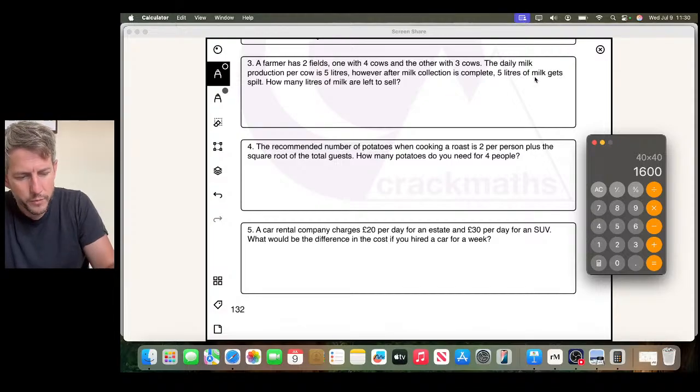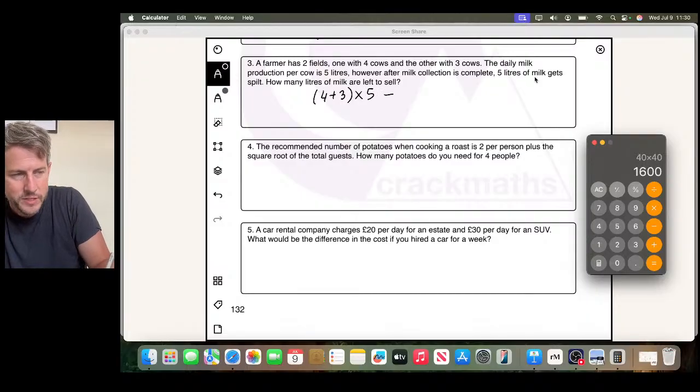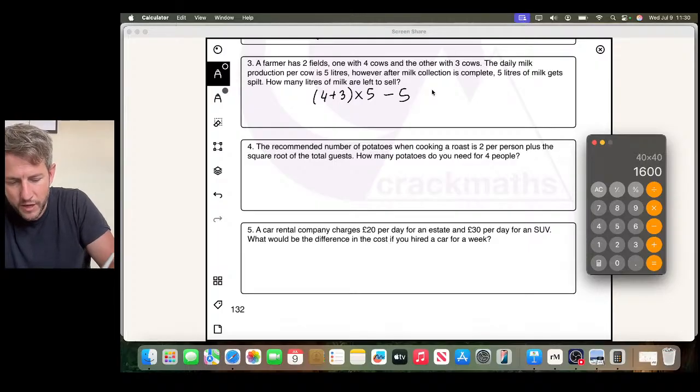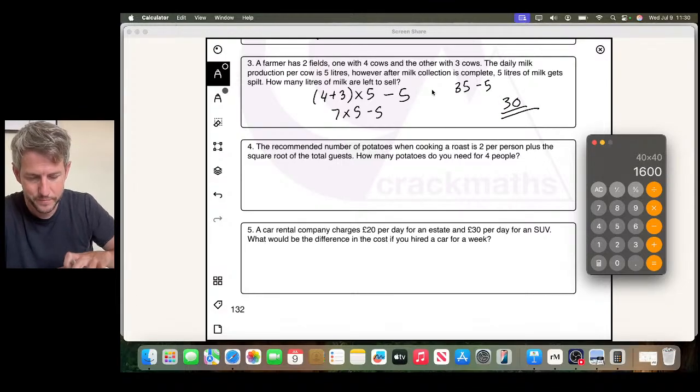Okay, so I think what we've got to do first is add the number of cows together, and then we've got to times that by 5, and then we've got to take away 5. So this is essentially what's happening. Find out how many cows there are, times by the amount of milk, take off the 5 litres that gets spilt. So 4 plus 3 is 7, so we've got 7 times 5, take away 5. 7 times 5 is 35, take away 5. So the answer to this one should be 30.